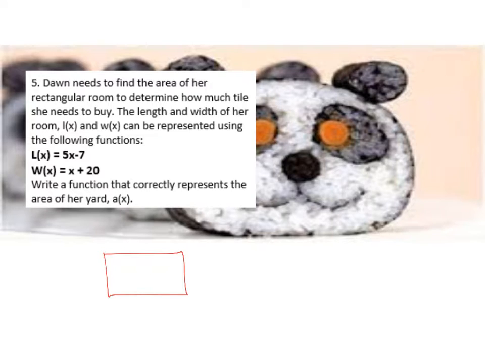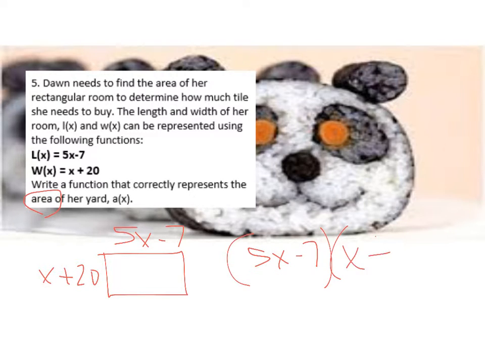Okay. I'm going to label this side 5x minus 7, this side x plus 20. You guys agree? It doesn't matter which side you label, you can switch it up. We want to write a function that correctly represents the area. Okay? Area of a rectangle is length times width. So what I need to do is multiply this. And this goes back to that first unit we did where we just multiplied polynomials. So it's 5x minus 7 times x plus 20.